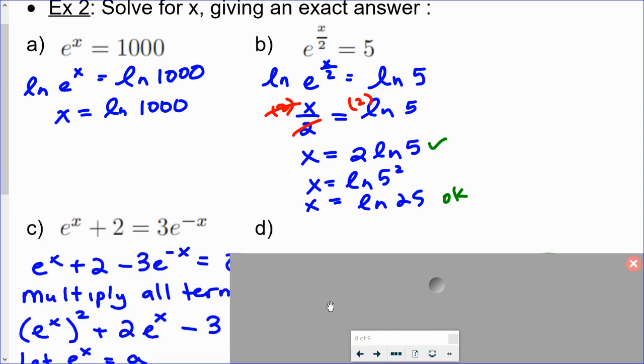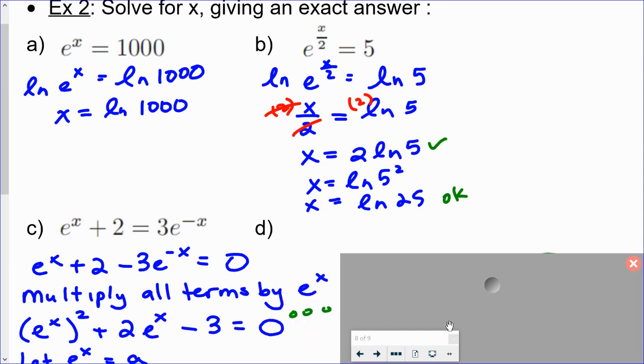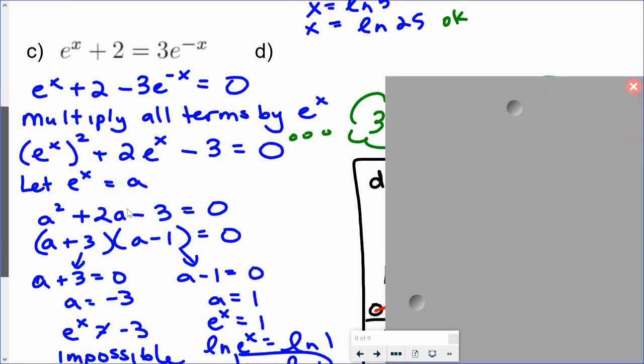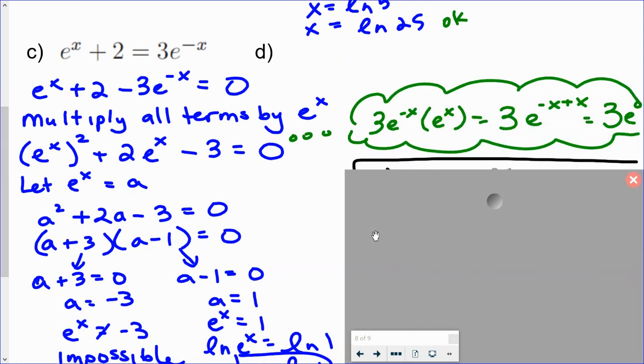And then for part C, there's a lot going on for part C. Notice that I brought everything to one side and made it equal to 0. Now I'm going to do a kind of dirty trick. I'm going to multiply all the terms by e to the x.